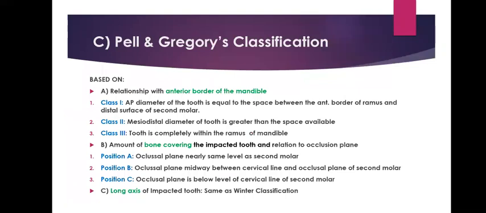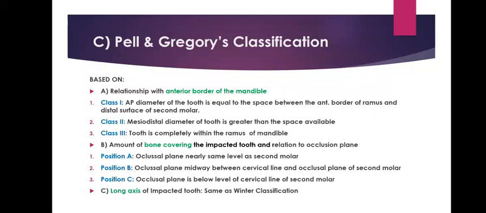It is again based on 3 subtypes. One, the relationship with the anterior border of the ramus of the mandible, the amount of bone covering the impacted tooth, and the long axis of the impacted tooth. Now the third one, the long axis of the impacted tooth, is the same as the Winter's classification. But the first one is the relationship with the anterior border of ramus. It is again divided into 3 classes, class 1, 2, and 3.